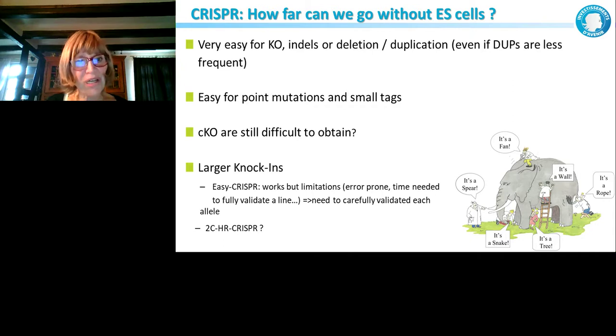Then EasyCRISPR can help. EasyCRISPR is using a single-stranded DNA, that's what I showed you before, but it's error-prone, and you can have mistakes in the donor DNA, and that can take a lot of time to fully validate a line, because you need to resequence everything. And here I want to say, when you do large knock-ins with CRISPR, you need really to check the whole picture. That's why I put this picture of the parable of the blind man and the elephant. Don't just look at one thing. You need to get a whole picture.